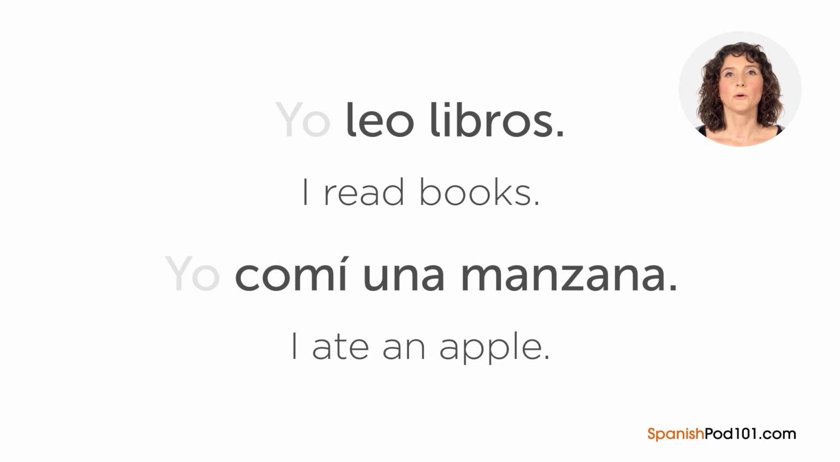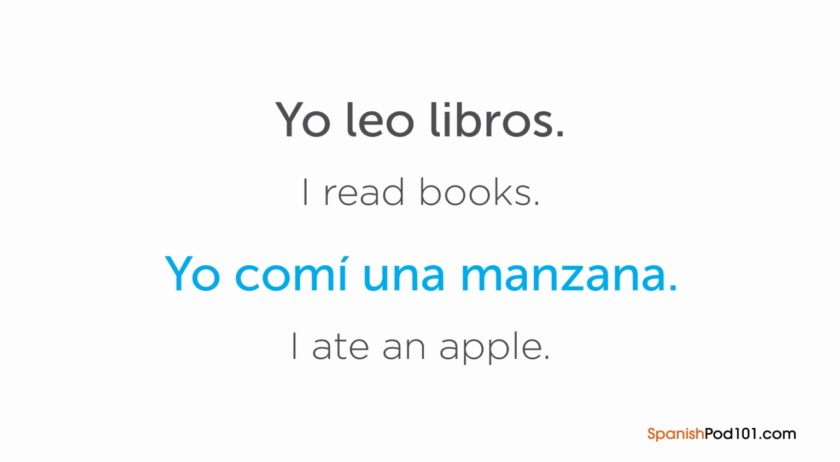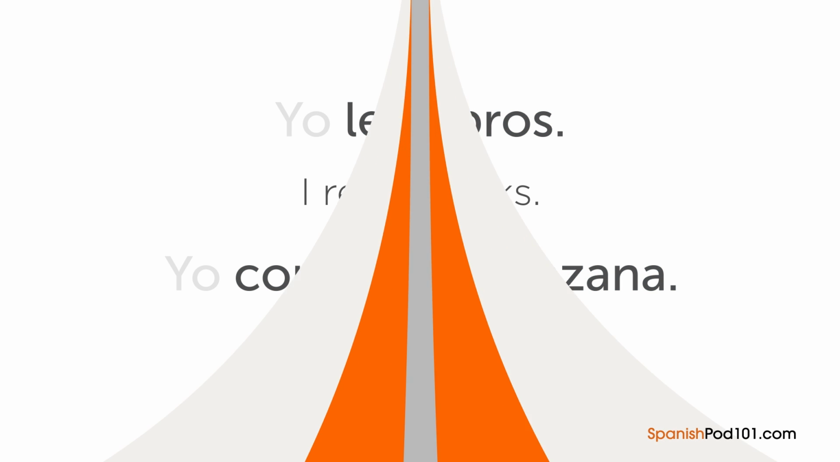When it's clear who or what the subject is, most Spanish speakers would omit the subject altogether. Yo leo libros and yo comí una manzana would only be used if the subject is unclear or if you wanted to place a stronger emphasis on the subject, as if to say, I am the one who reads books, or I was the one who ate the apple. So, most of the time, we can actually express any simple action in Spanish with just two words, the verb and the object.